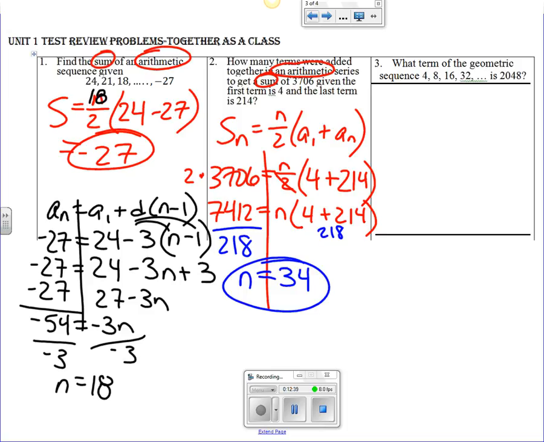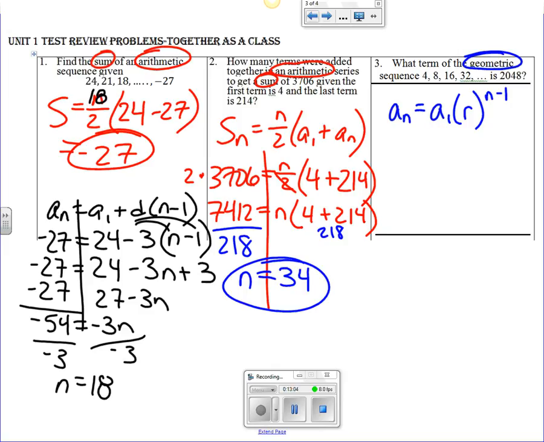Number 3, what term of the geometric sequence 4, 8, 16, 32 is 2048? You got it. Eden, what's the key word? Geometric. So Ashley, what formula are we using? The top, middle, or bottom? The top one. You are correct, because it didn't say sum. So we're using this formula.